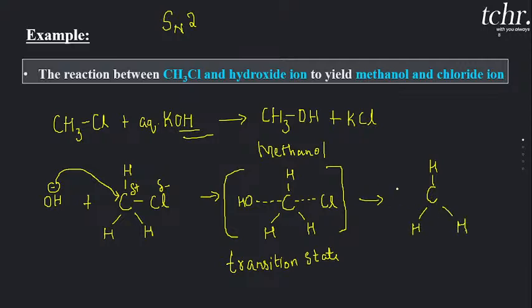The OH minus should not be written on the side where the chloride ion is. No, you have to write it in the opposite direction. It forms a bond to the carbon in the opposite direction, plus this goes as Cl minus. So what is this? Methanol.